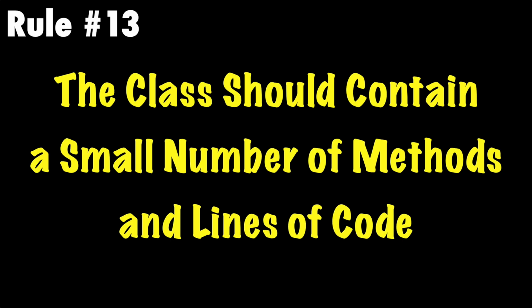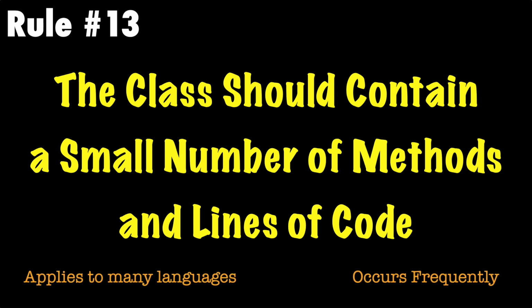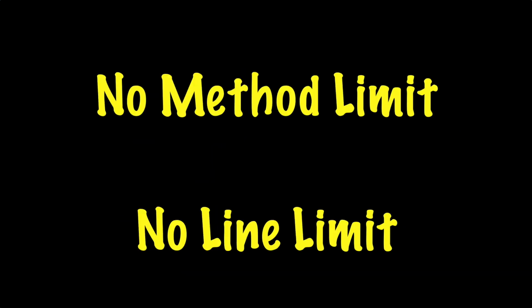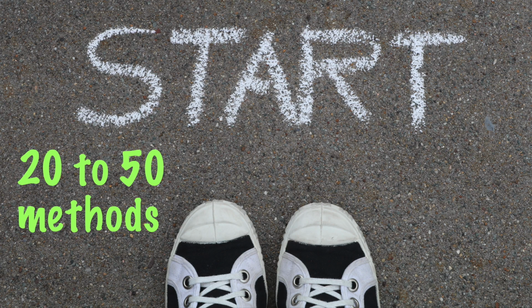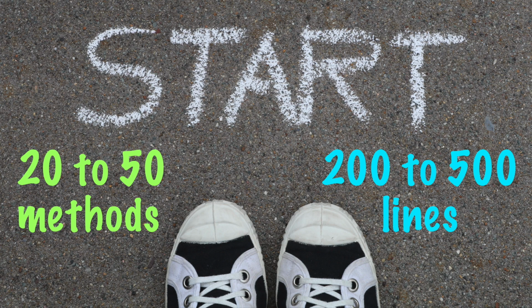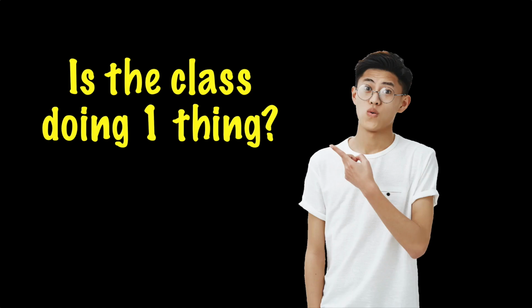In this lesson, we will review Coach Joe rule number 13, which states, the class should contain a small number of methods and lines of code. There is no limit to the number of methods and lines of code allowed in a class. Each developer will have their own opinion and each situation will be different. Since there is no correct answer, a good starting point is 20 to 50 methods and 200 to 500 lines of code. If you reach or exceed one of these thresholds, you should begin to question if the class is doing one thing.